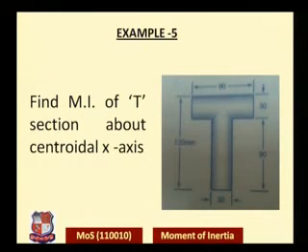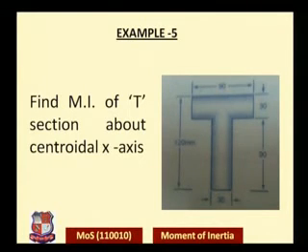Now this example where the word centroidal is there: find the MI of the T section about the centroidal x-axis. Whenever the word centroidal is there in the data, the first step that should come to your mind is to find the centroid. Once you get the centroid, that is by the usual formula, x bar equal to sigma ax upon sigma a, or y bar equal to sigma ay upon sigma a. Once you obtain the centroid, then you can locate the centroidal axis, and then you just carry out the similar procedure.